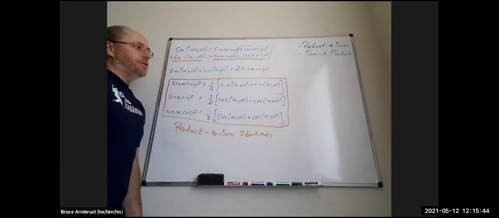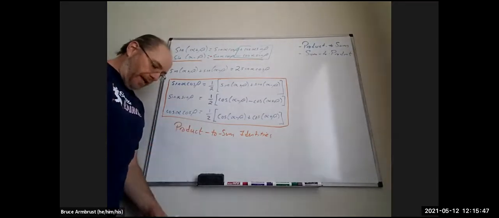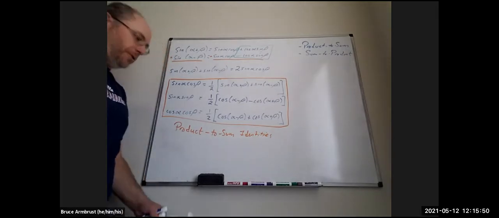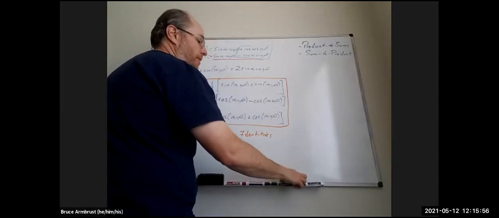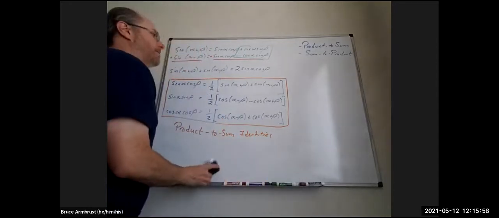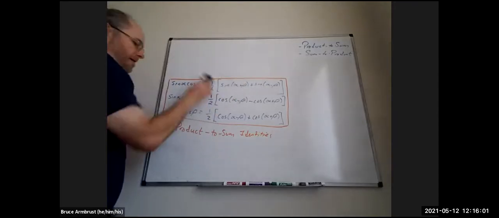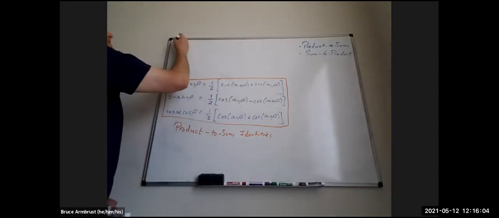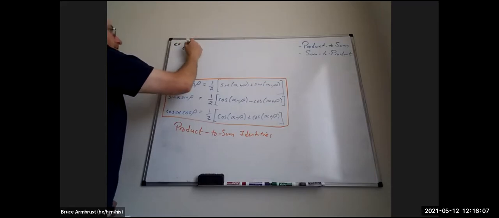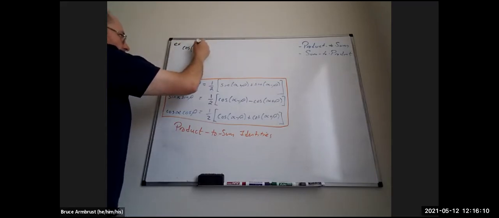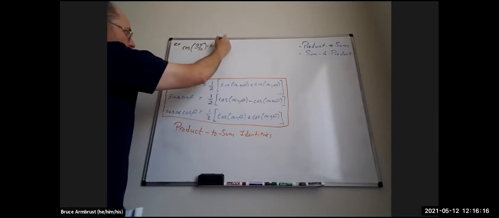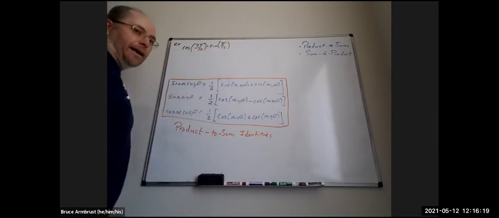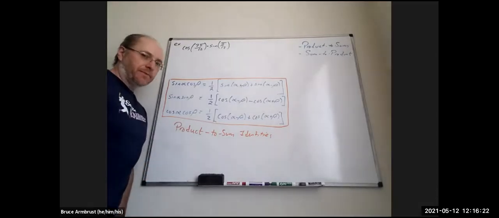All right, so let me show you where this would be useful and where this would be kind of nice to be able to do. Let's just say we had this expression that we wanted to simplify. We want to know the value of this. So for example, let's say we had the cosine of 7 pi over 12 times the sine of pi over 12. And we want to get an exact value for it. We don't want a decimal. We want an exact number.